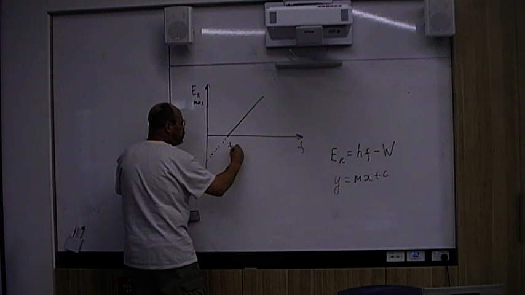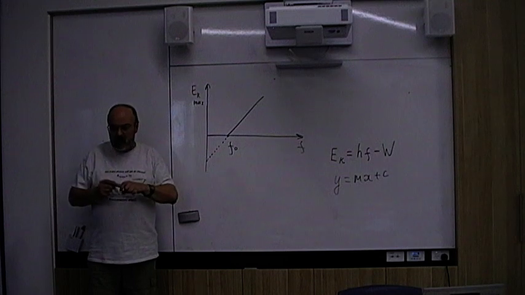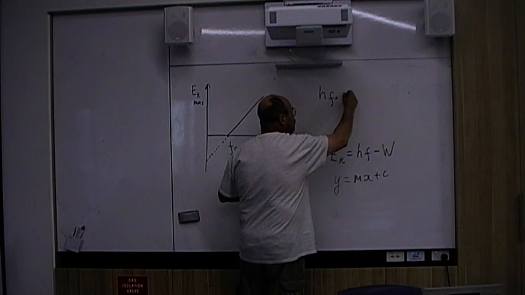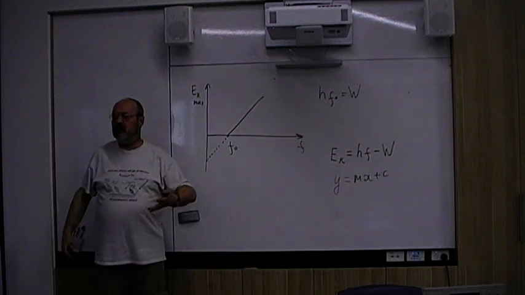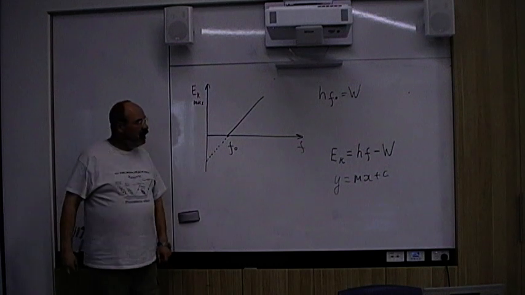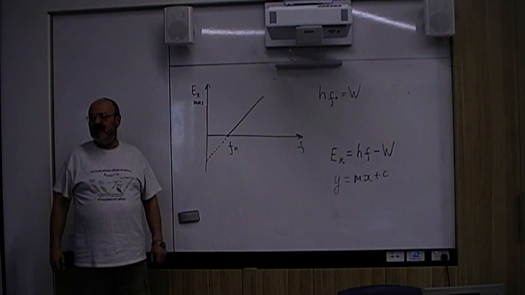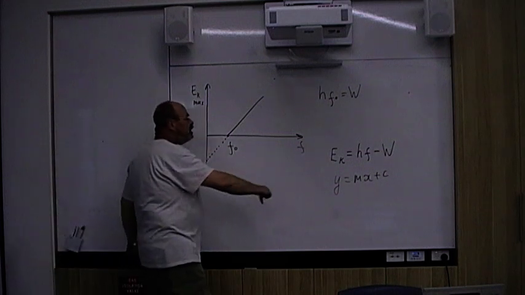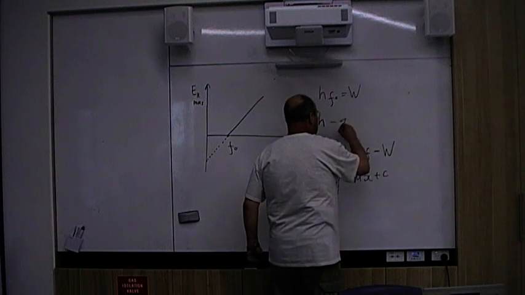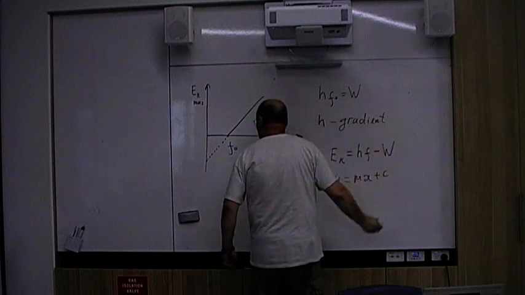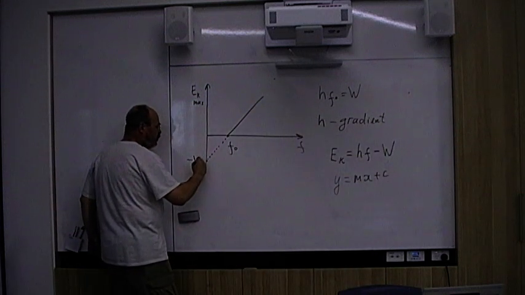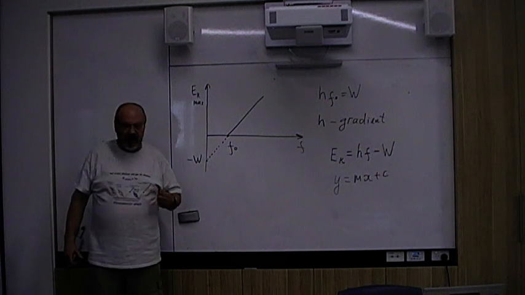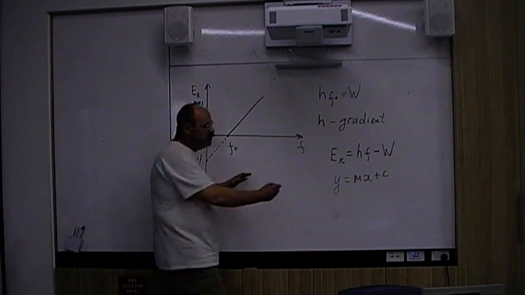with this being the threshold frequency, the minimum frequency at which electrons can get out. At this point all the energy of the photon equals the work function. Electrons just get out with zero kinetic energy. What will be the gradient of this line? Planck's constant. Yes. The gradient of this line is Planck's constant. h is the gradient. And this will be negative work function. Important thing, work function is a positive number, it's the energy required. So this will not be W, it's negative, minus W.